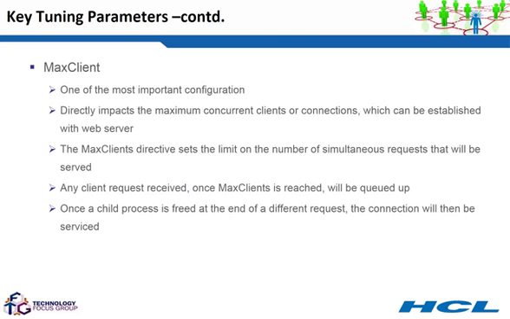Okay. So max client is one of the most important configurations, directly impacts the maximum concurrent clients or connections which can be established with the web server. It sets the limit on the number of simultaneous requests that will be served, right? We discussed this just now. Any client request received once max client is reached will be queued up. Okay, once a child process is freed at the end of a different request, the connection will then be serviced. So you have to keep an eye on this parameter very closely if you have to tune your web server.